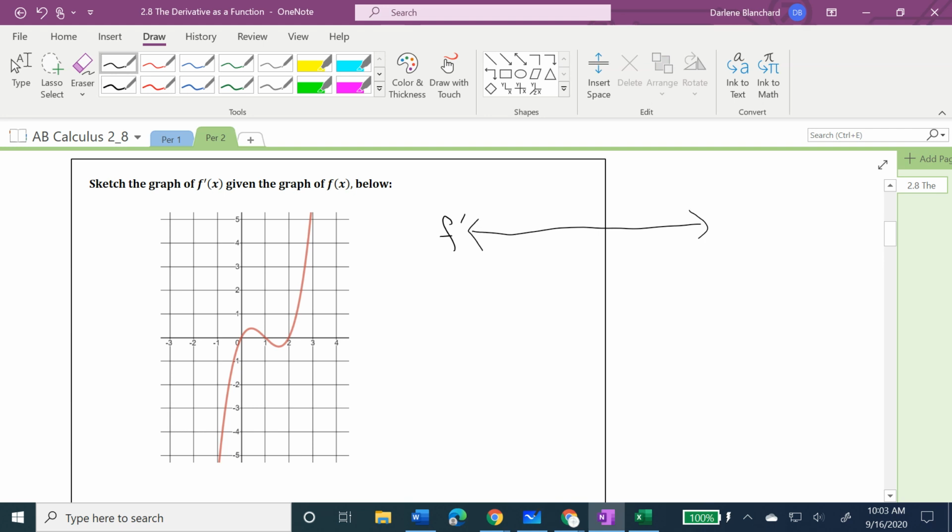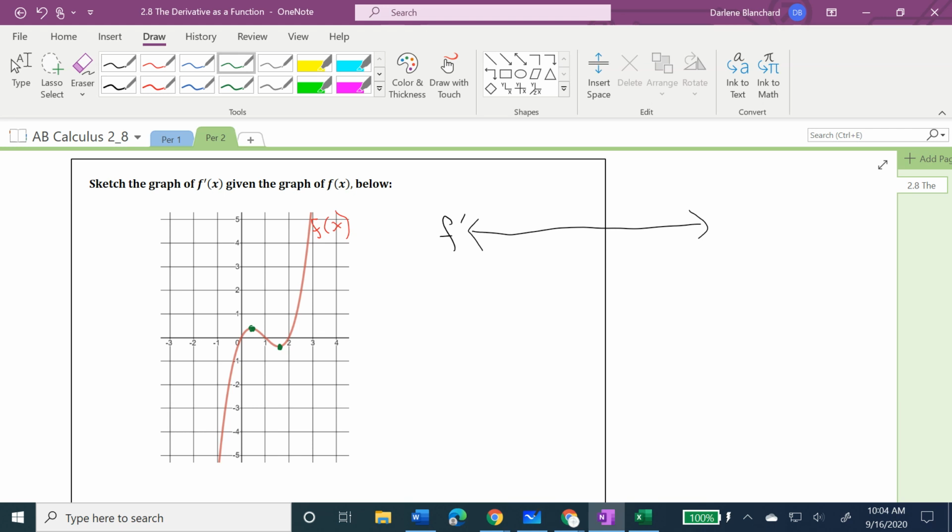Now, look at the graph of f of x. And let me just make sure that it's clear. This is f of x. Can you see where the slope is 0? You should see that the slope is 0 right about here-ish. Can you see a horizontal tangent line right there? And then right about here-ish, can you see a horizontal tangent line there as well?